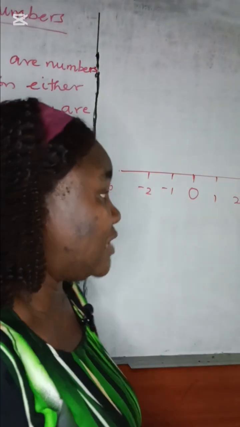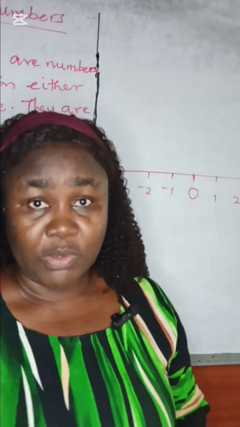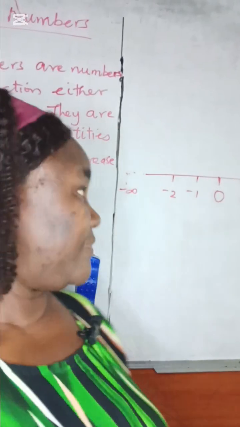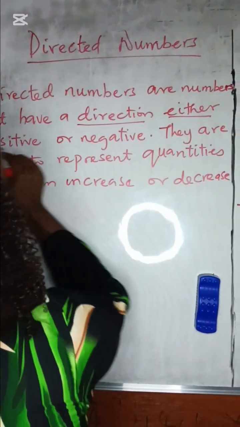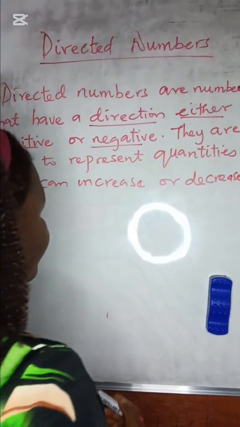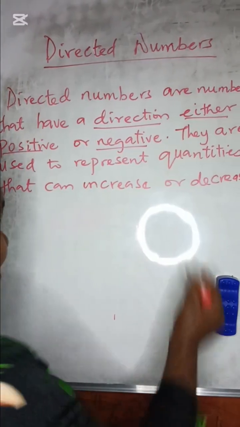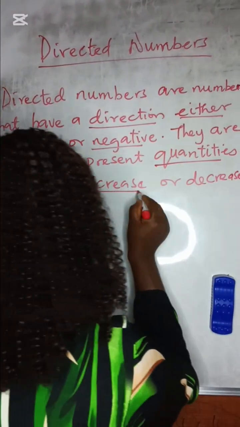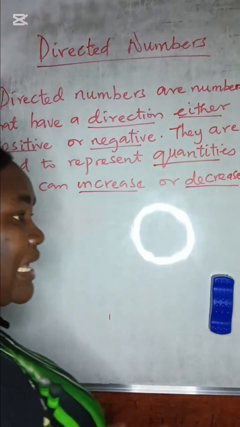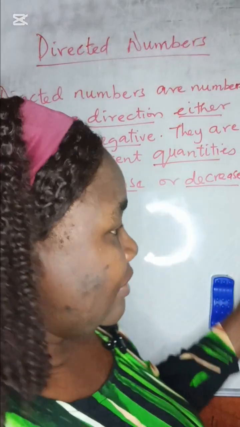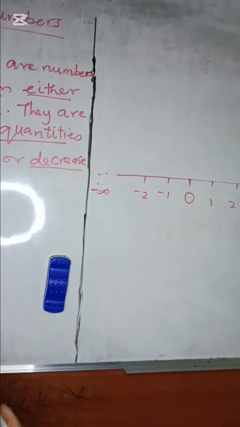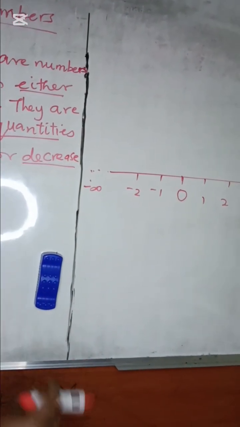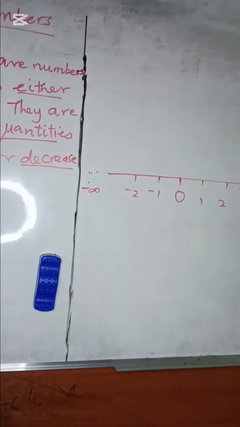One of the examples of what we use the integers for is what we call directed numbers. Directed numbers are numbers that have a direction, either positive or negative. They are used to represent quantities that can be increased or decreased. That means they can have minus, like an integer, which goes from minus infinity to positive infinity. So now there are rules. We can add, subtract, multiply and divide directed numbers.